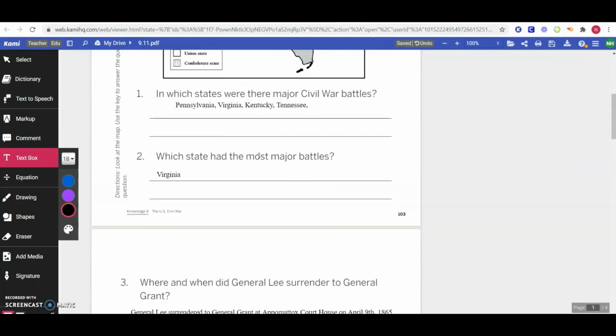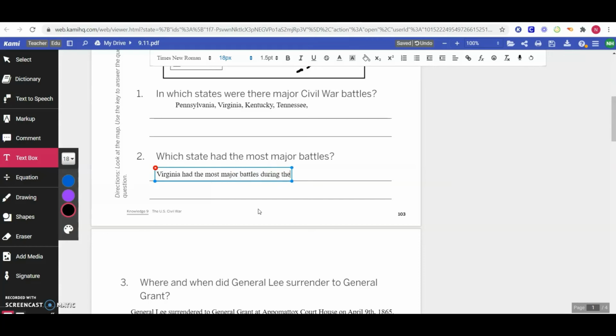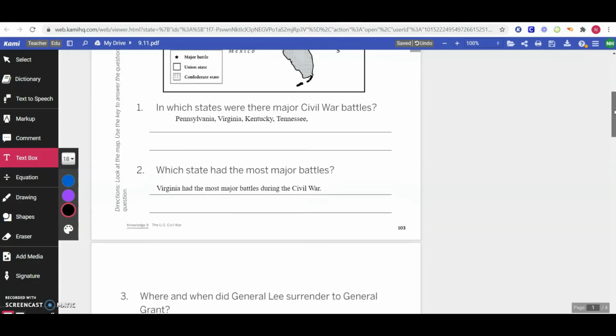Which state had the most major battles? This one will be easy to turn into a complete sentence. I can say Virginia had the most major battles. There we go, the Civil War. And my period. I've got my subject, my predicate, my period, and I've started it with a capital.